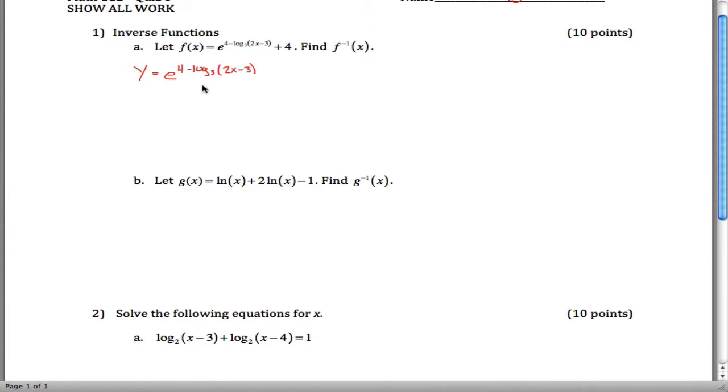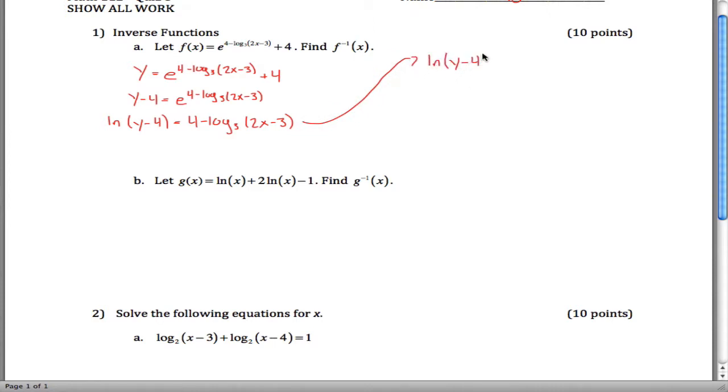And then the next step is to solve this for x. So to isolate the x, our first step will be subtract 4 from both sides. So you get y minus 4 is e to this power 4 minus log base 3 of 2x minus 3. Suppose you could deal with exponent rules at this point, but I think it's easier to just take the natural log of both sides and get natural log of y minus 4 is equal to 4 minus log base 3 of 2x minus 3.